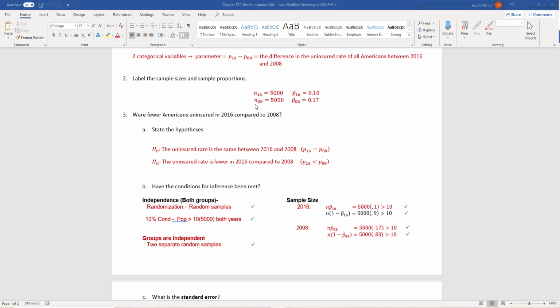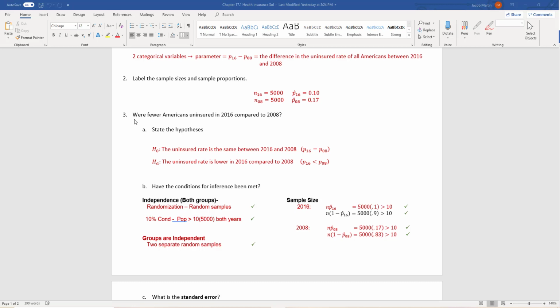Do the same thing for 2008. The sample size then was also 5,000. And our sample proportion in 2008 that were uninsured was 17%, or 0.17. That's our information. And then we want to know, are these two percentages different enough that we also think there's a difference in the populations as well?